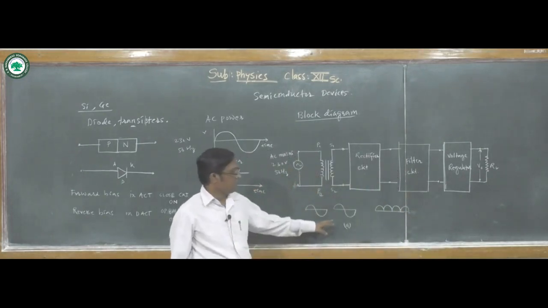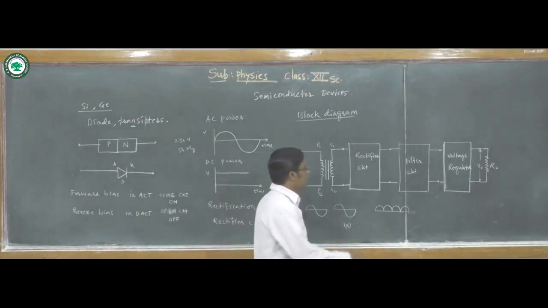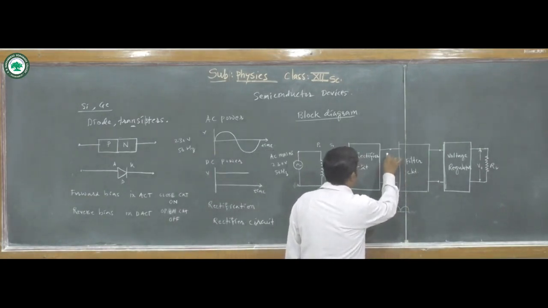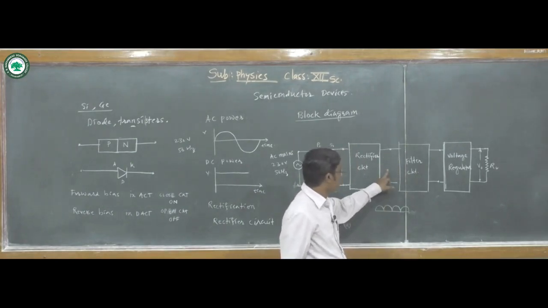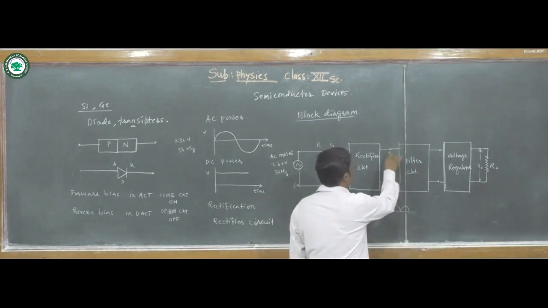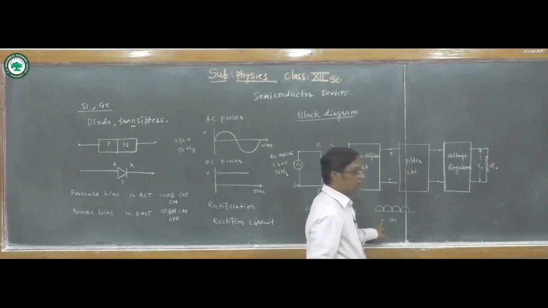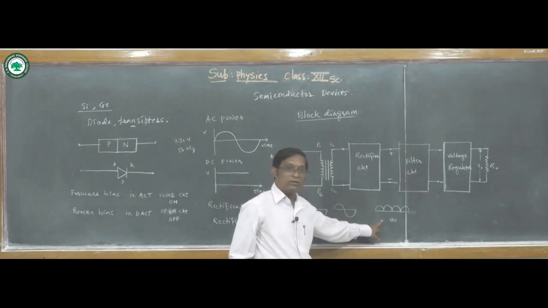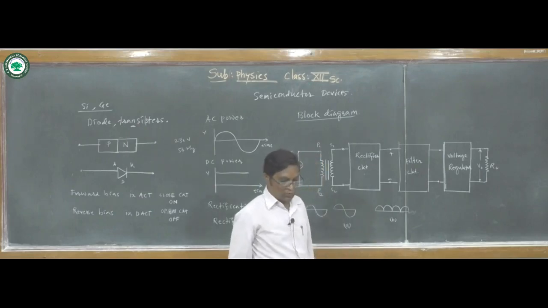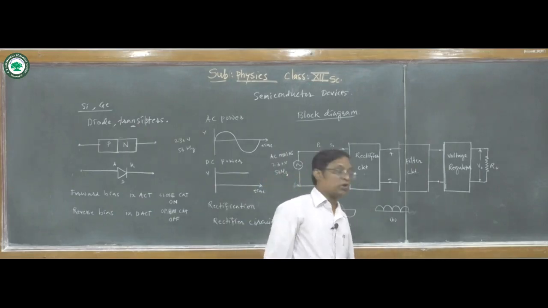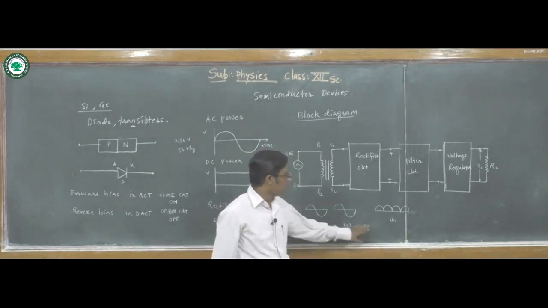The wave is flowing here in a bidirectional way, but at this stage, after the rectifier circuit, we get the pulsating output, which is shown in this B diagram. This pulsating output has some AC component in it. That AC component is known as the ripple.